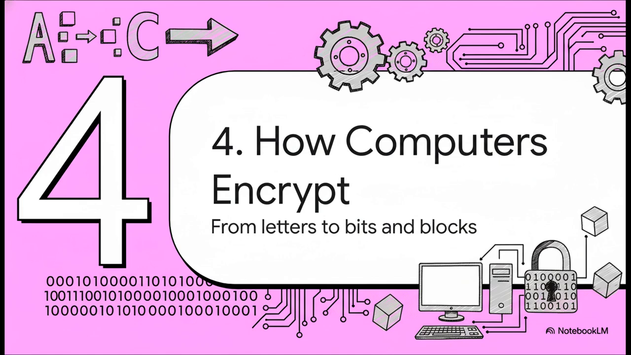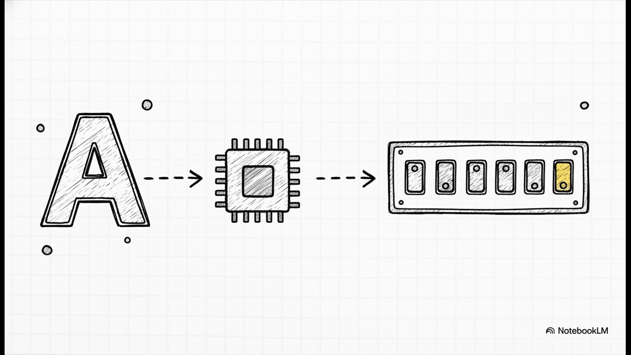That brings us to Section 4, how computers encrypt today. The real game changer was when we stopped trying to encrypt letters and started encrypting what computers actually see, bits. Your computer has no idea what the letter A is. To a computer, it's just a bunch of zeros and ones.